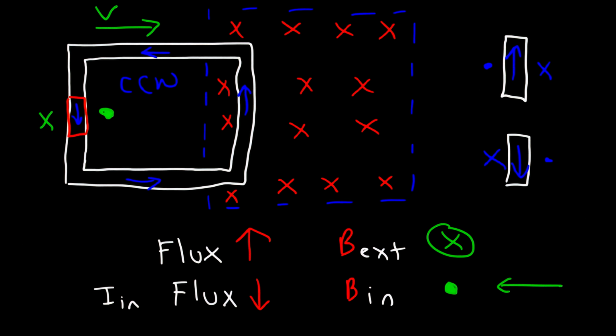For the sake of practice, let's work on another example. This time, the loop is going to move away from the magnetic field. The external magnetic field will be directed into the page again, just like before.